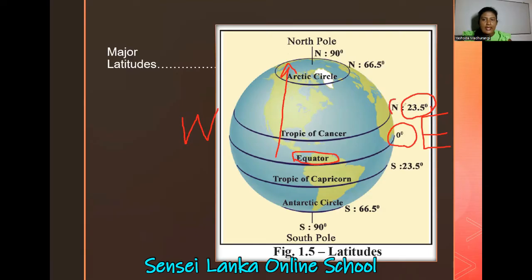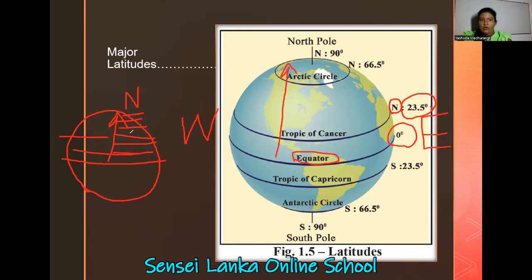So we use the letter N here. When we are going towards the north from the equator, if this is the circle, this is the equator in the middle. Now we are going towards north. So all these lines are north latitudes. So the Tropic of Cancer, when it comes to 23.5 degrees, it is Tropic of Cancer. Like that we have to go.